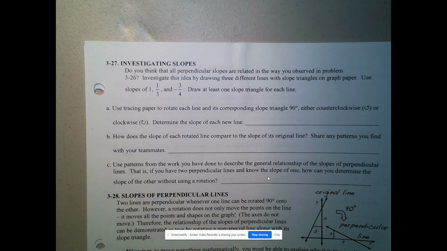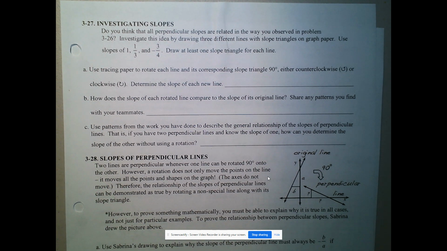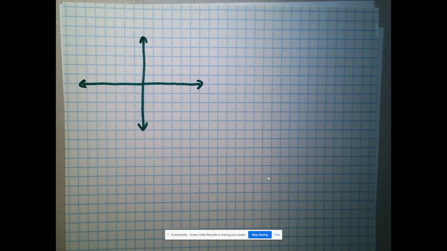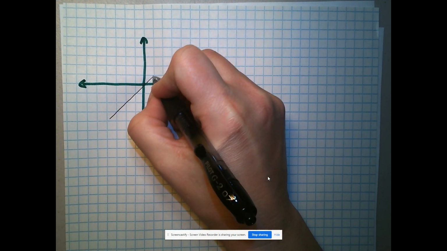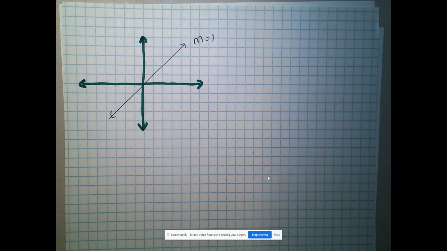Investigating slopes. Do you think that all perpendicular slopes are related in the way that you observed in problem 326? Investigate this idea by drawing 3 different lines with slope triangles on graph paper. Use slopes of 1, 1/3, and negative 3/4. So what we would want to do is grab a blank piece of graph paper and explore some of these opposite reciprocals. So I might do a slope of 1. If I have a slope of 1, what's the opposite reciprocal of 1?